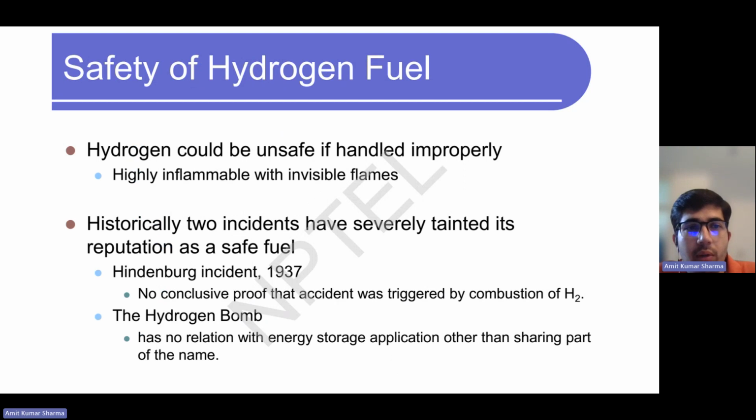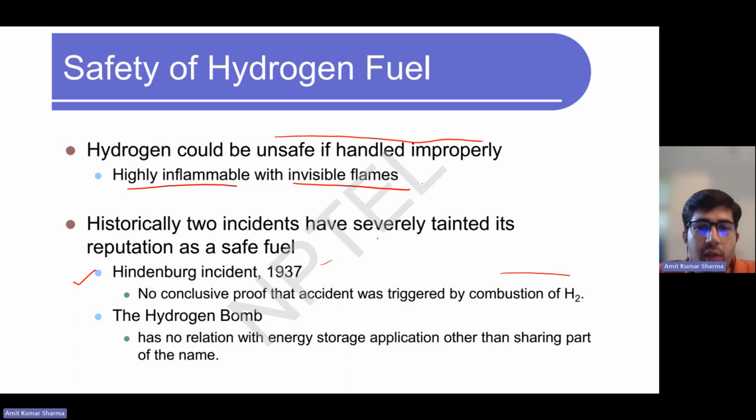Now, safety of hydrogen fuel. Hydrogen could be unsafe if handled improperly, because it is highly inflammable and has invisible flames. Historically, two incidents have severely tainted its reputation as a safe fuel. First was the Hindenburg incident in 1937, though there is no conclusive proof that the accident was triggered by combustion of hydrogen. The second one is the hydrogen bomb, which has no relation with energy storage application other than sharing part of the name.